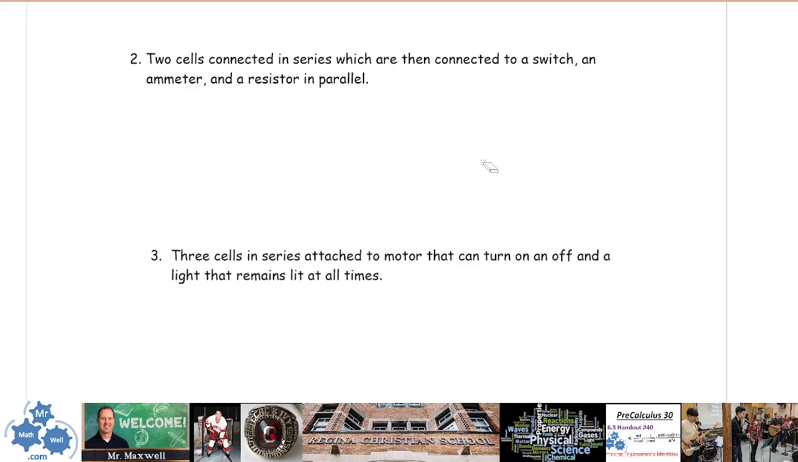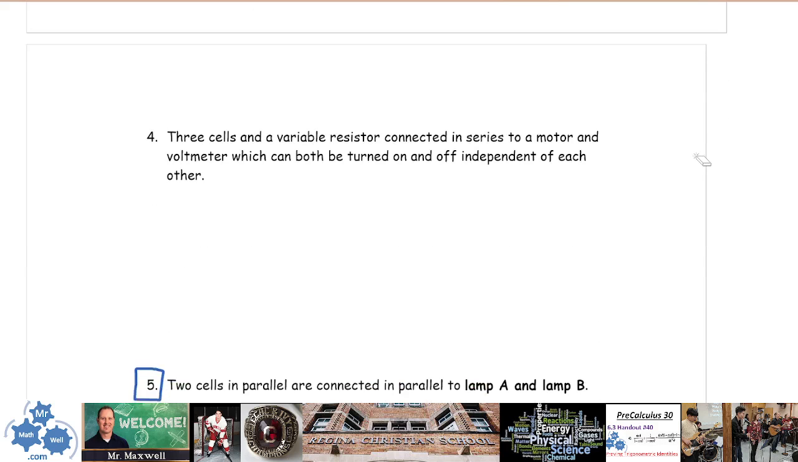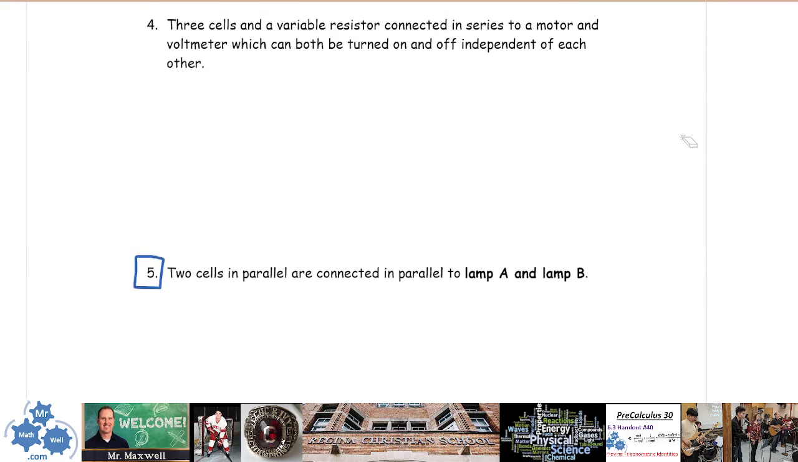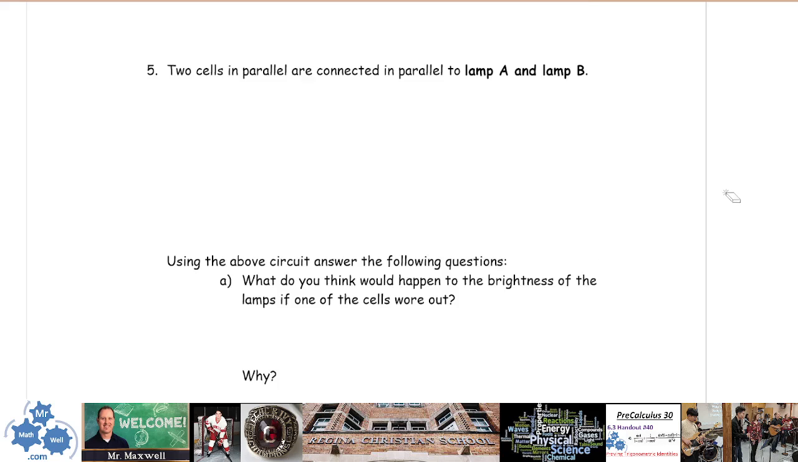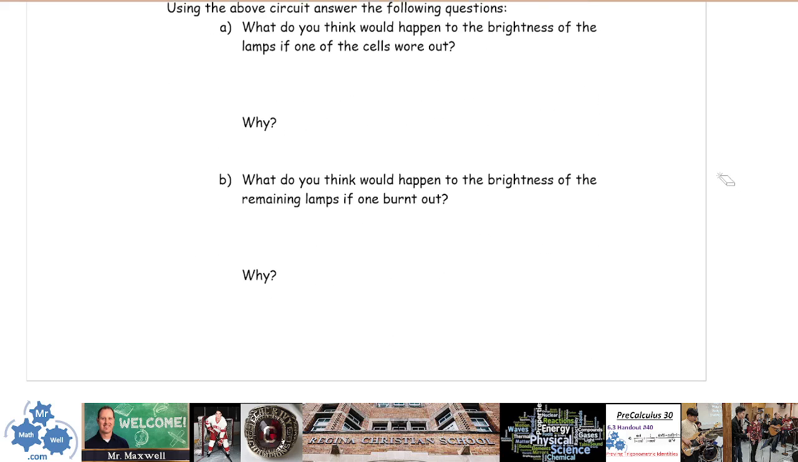On your worksheet. There's a worksheet you were given last week. Yeah, but we didn't even know what series were. I don't think I have it. And 2 cells is 2 batteries.